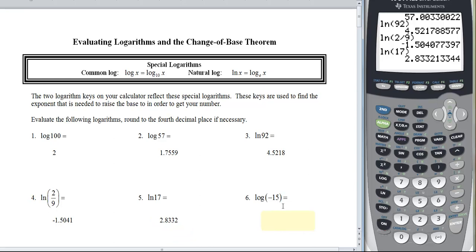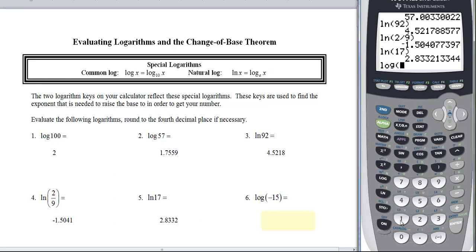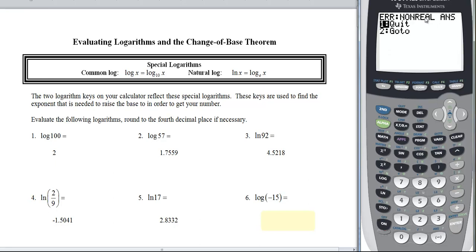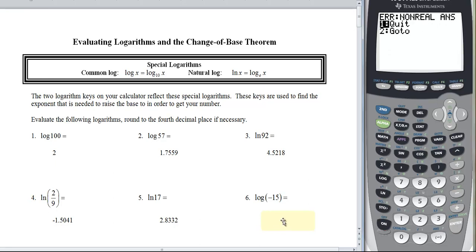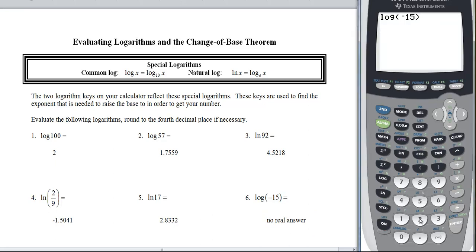Log of negative. Now I put this in not as a trick, but guys, remember, when you take the log of something, remember the number after it must be greater than 0. So this does not exist. There's no real answer. Let's see what your calculator will do. Non-real answer. Okay? And when you hit go to, it's blinking. Nope, can't have that.